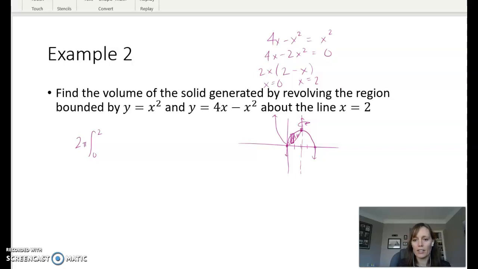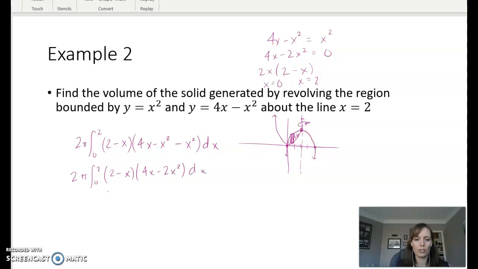Now the radius of this rotation, again, is going to be 2 minus x, because it's that distance for all of the x values on the interval. And then the height of those rectangles that are being rotated around comes from the upper function, 4x minus x squared, minus the lower function, which is x squared. So now I'm doing some simplifying here. I get 2 minus x times 4x minus 2x squared.